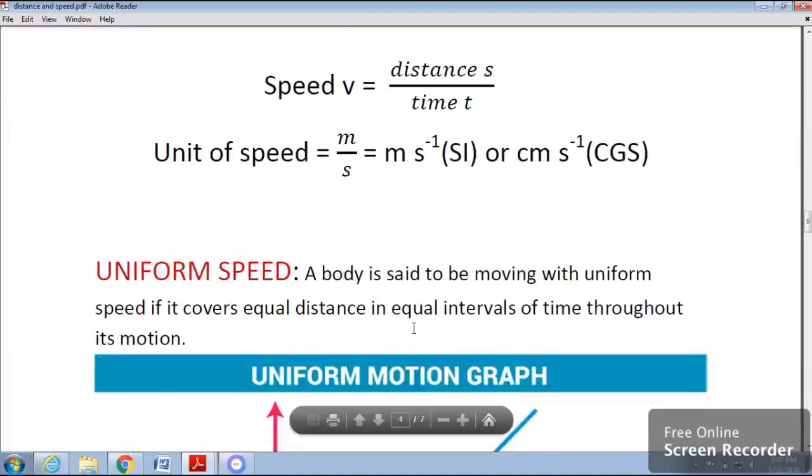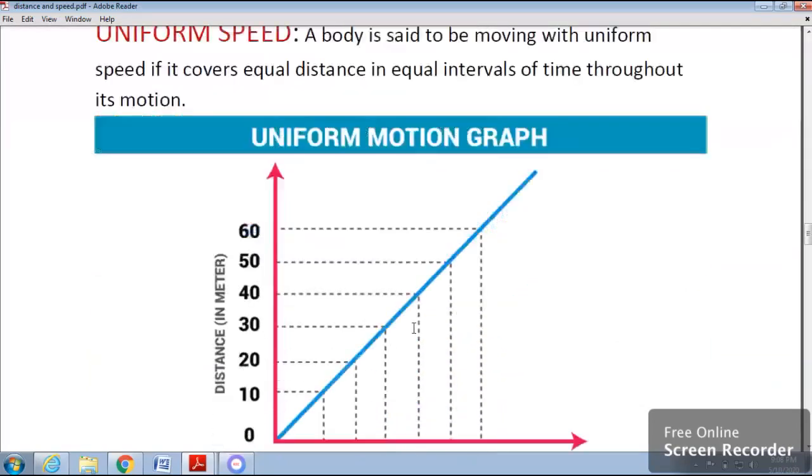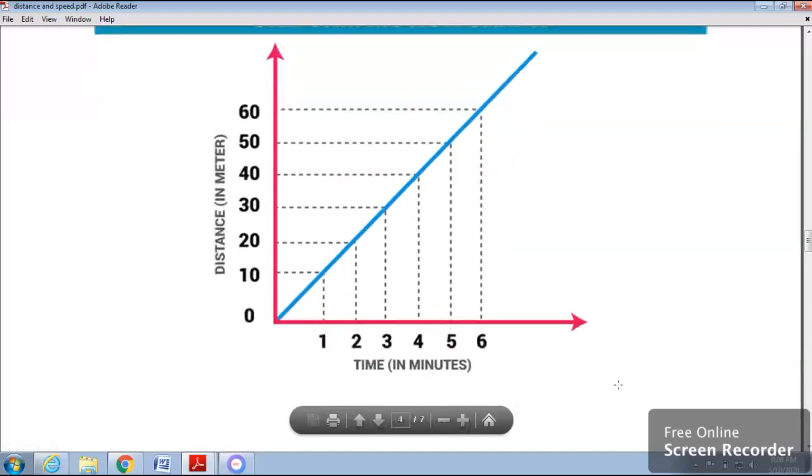Next is uniform speed. Uniform speed means a body is said to be moving with a uniform speed when it covers equal distance in equal intervals of time throughout its motion. Suppose I am explaining this with this graph. On this graph, on the x-axis we have time and on the y-axis we have distance. Time in minutes: 1, 2, 3, 4, 5 and 6, and here distance in meters up to 60.